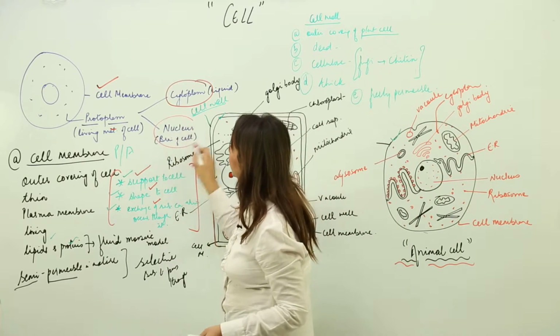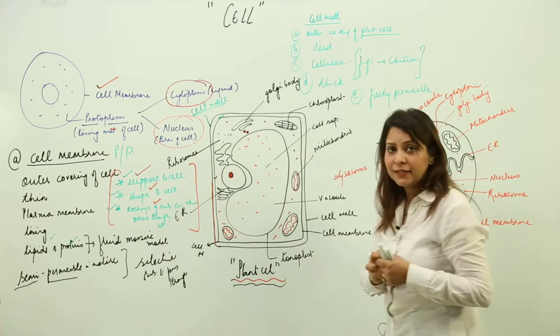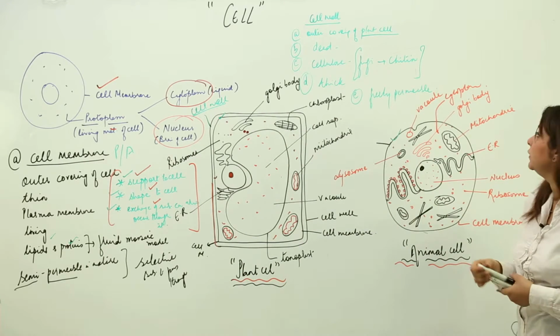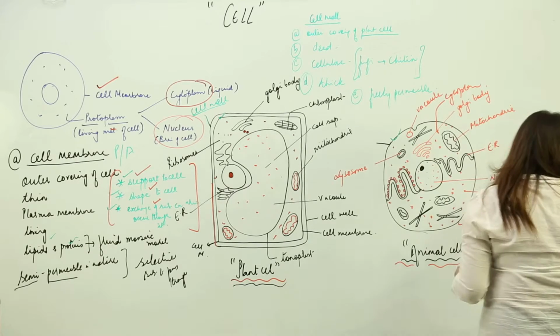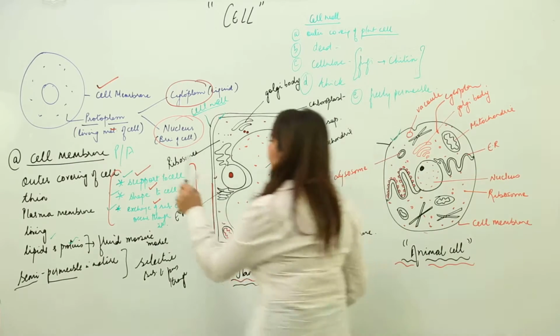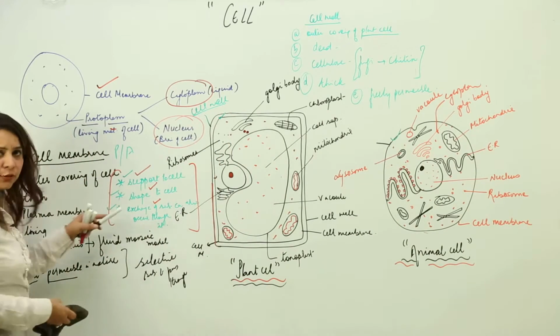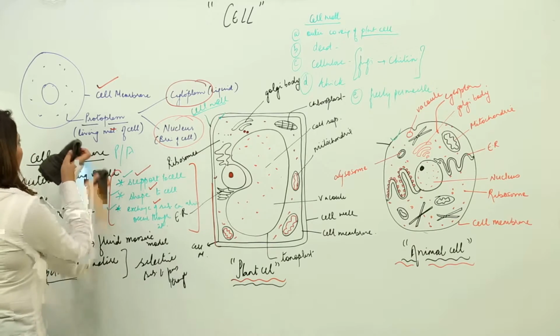But now coming to the nucleus, which is called the brain of the cell, let's take it in detail: what actually is the nucleus? I think you have written all these things, you have summed them up in your copy, so I'm just rubbing it out.